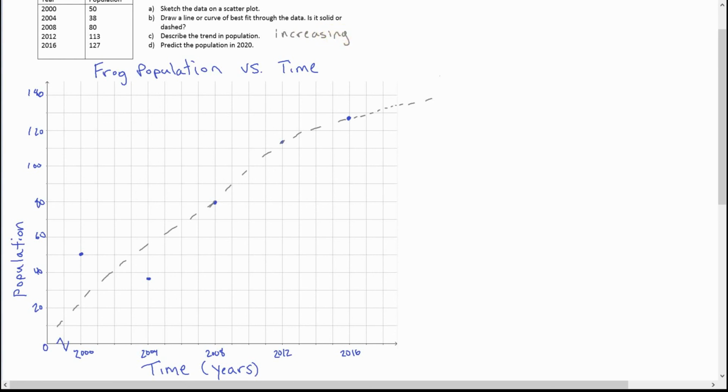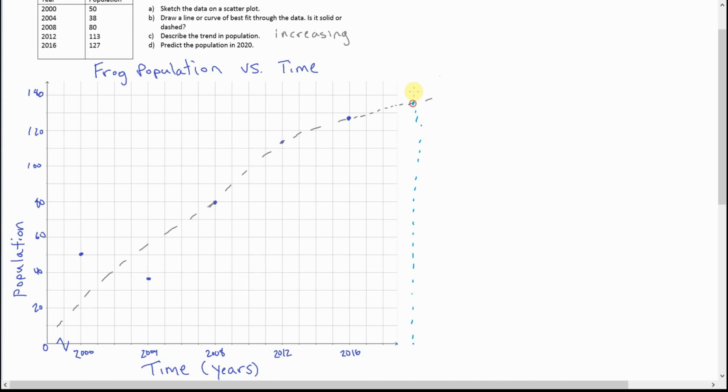Predict the population in 2020. So this graph goes to 2016. Unfortunately, it wasn't quite big enough. If we were on graph paper, we'd have the next spot, and that would be helpful. But we're not, so let's just estimate.